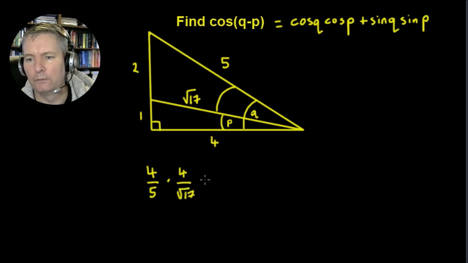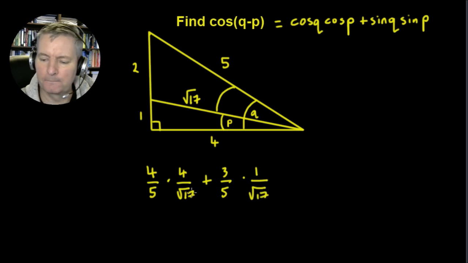And then we're going to add on the sine of Q. Well, Q is a big angle, but the sine of the big angle is going to be the opposite over the hypotenuse, which is going to be 3 upon 5. And the sine P is going to be the sine of the small angle. Again, it's the opposite over the hypotenuse, so it's going to be times 1 upon the root of 17.